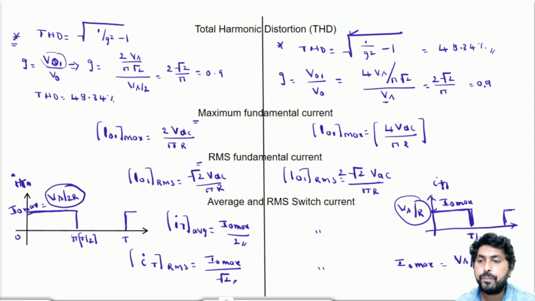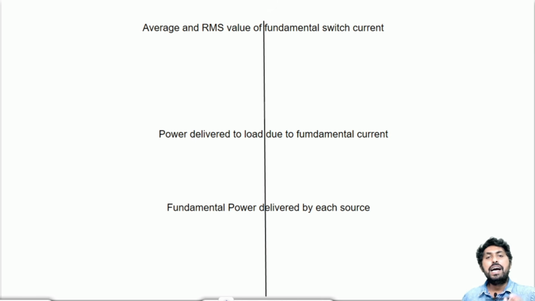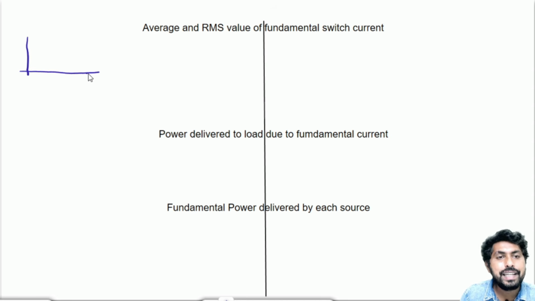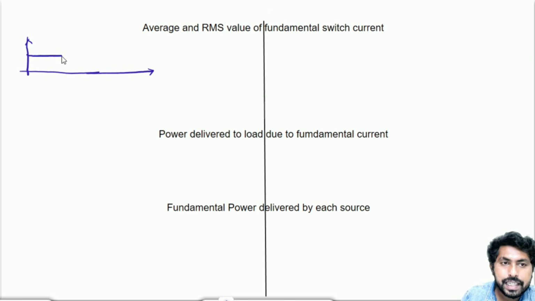Now let us find the average and RMS value of the fundamental switch current. How can we find the fundamental switch current? Please understand at this level only, so that you can understand easily for the remaining loads. Here the switch is conducting for 0 to pi, right? 0 to pi or 0 to T by 2.